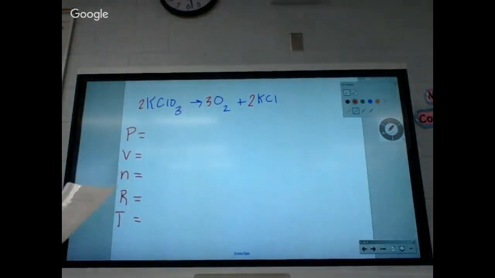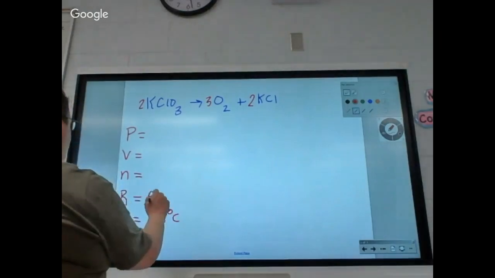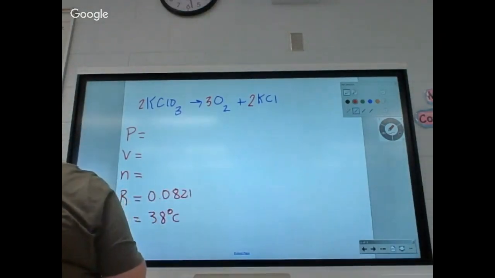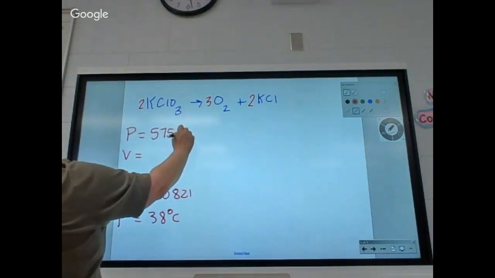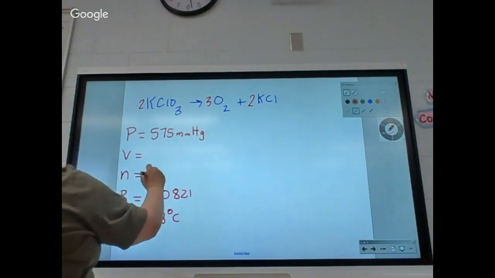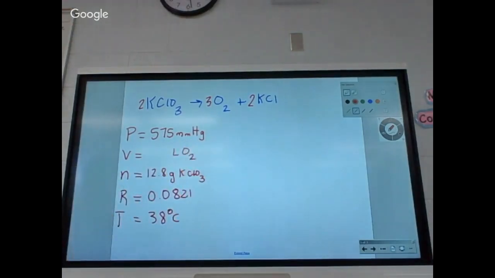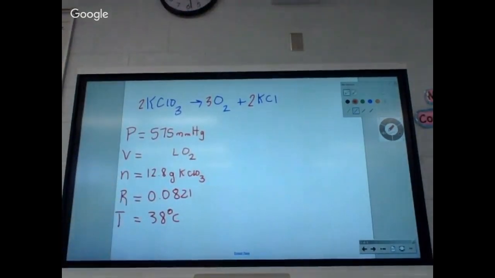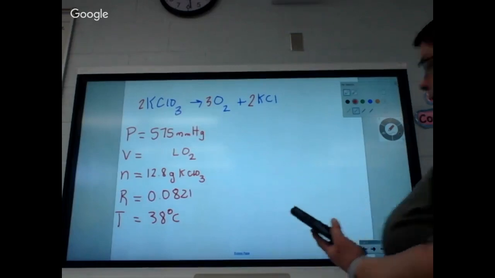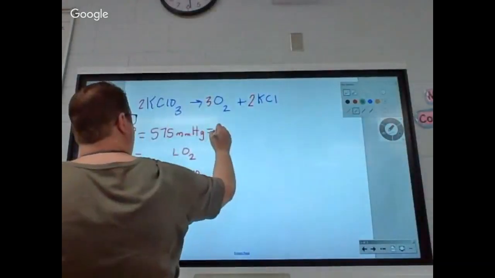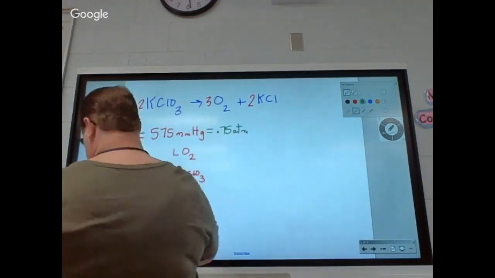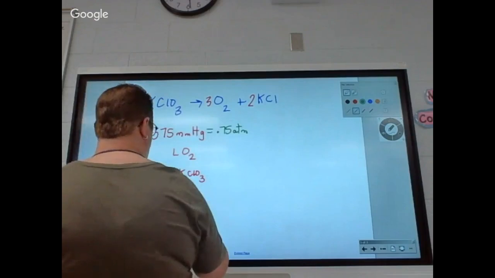All right. So in that one, it says 38 degrees Celsius, and we know R is 0.0821. We know pressure is 575 millimeters of mercury, and I gave you a mass of 12.8 KClO3. And I want to know the liters of oxygen. When I go to solve this, first thing I need to do is get those things changed to the right units. So 575 divided by 760 is 0.75, and 38 plus 273 is 311.